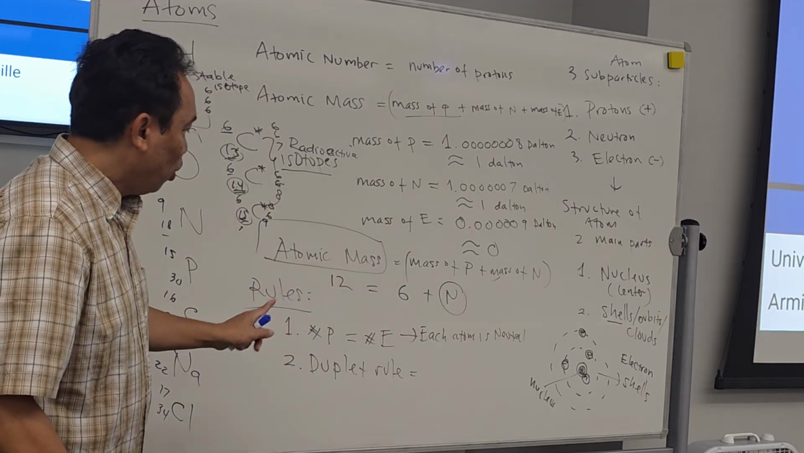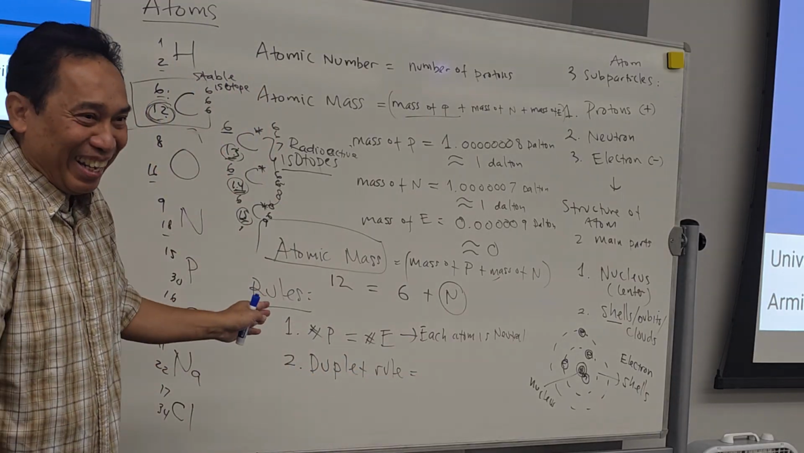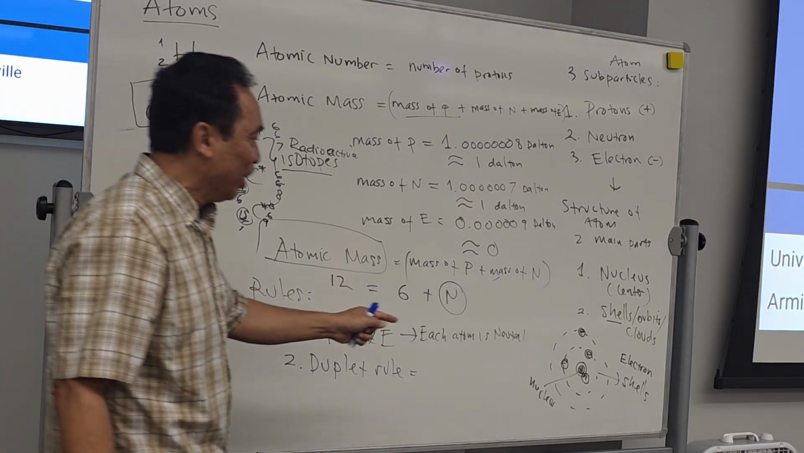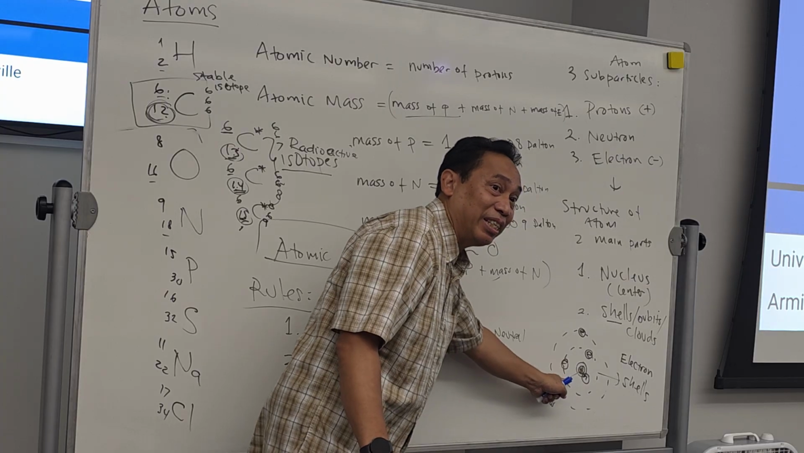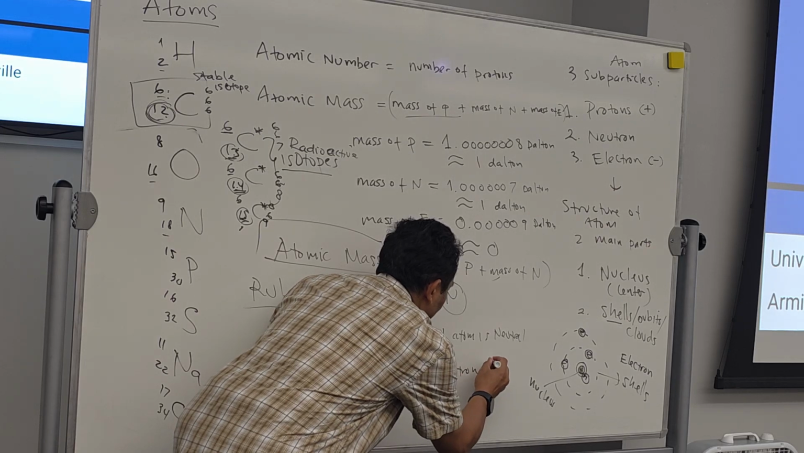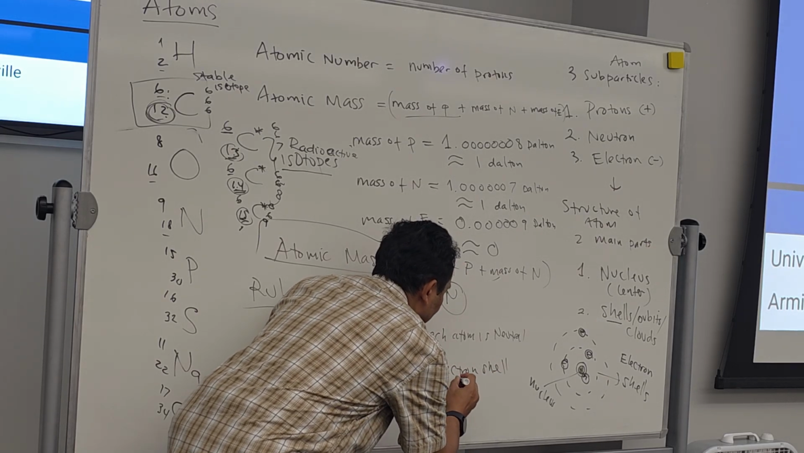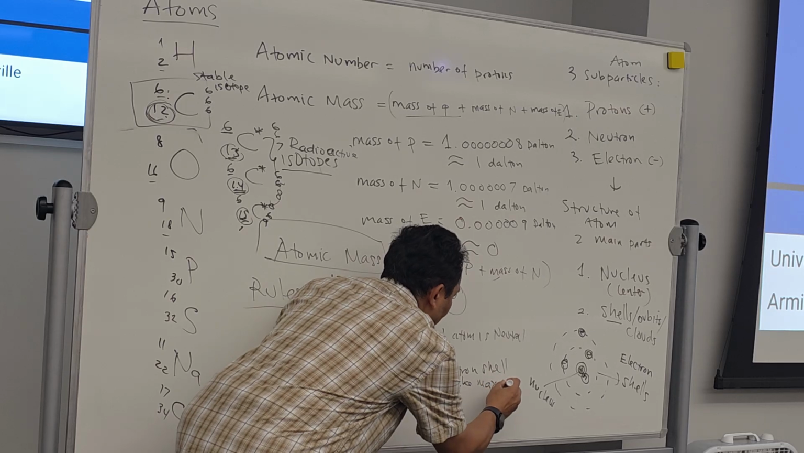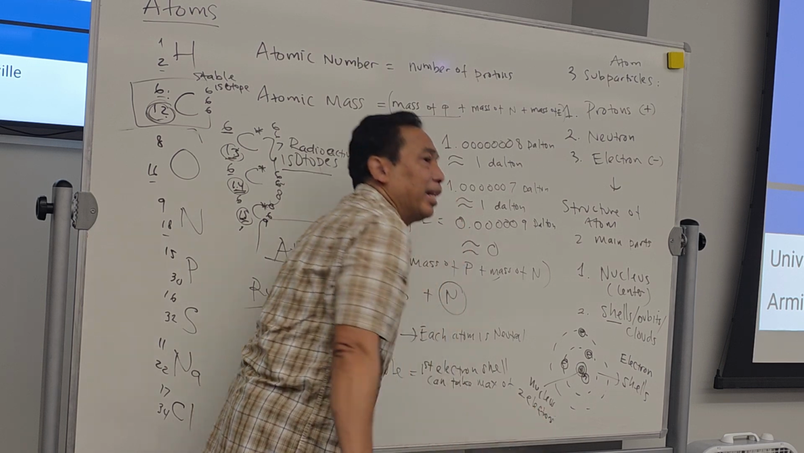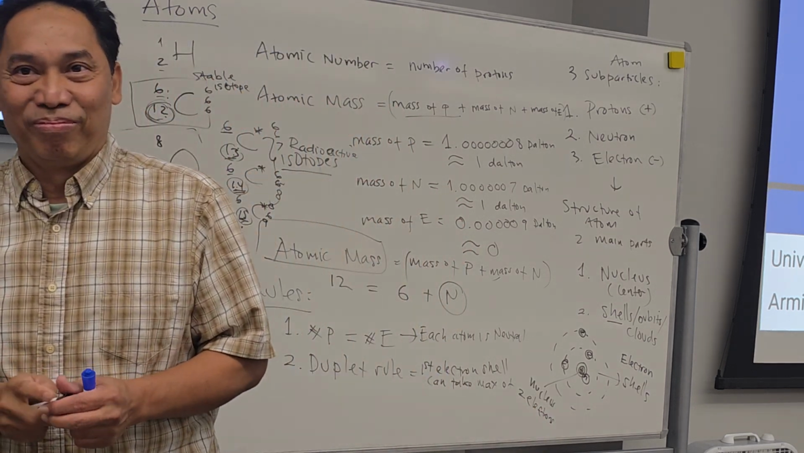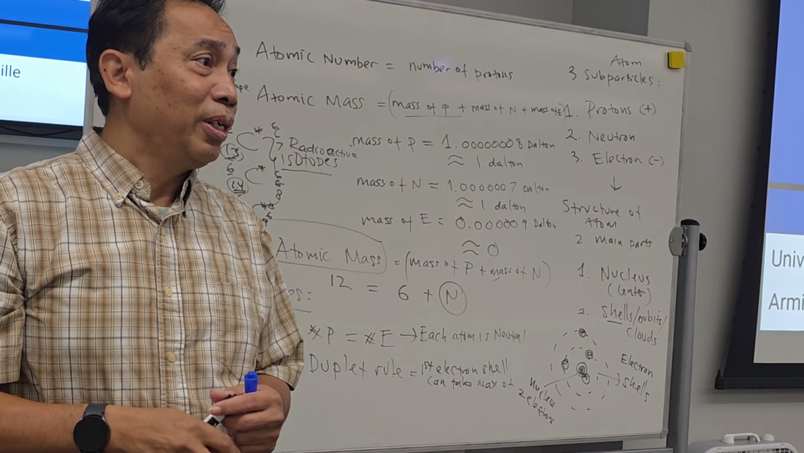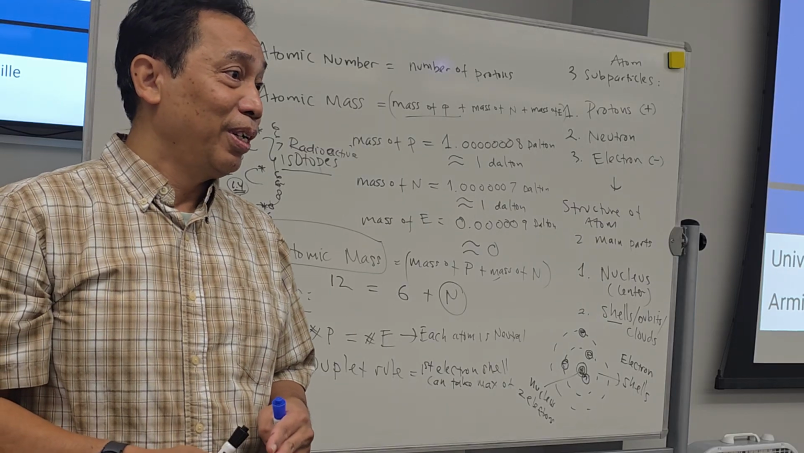In the duplet rule, it says that the first electron shell can take a maximum of 2 electrons. So they can take only 2 electrons in the first shell. That's the rule. Remember, we have to follow the rule. This is the rule in the classroom. Follow the rule.